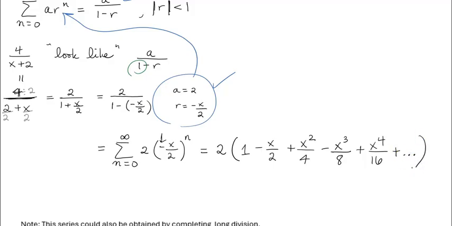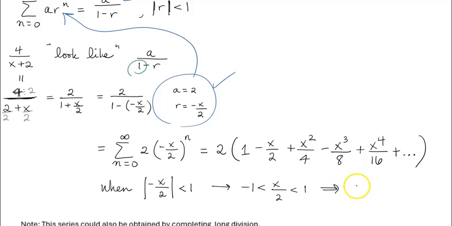And these are only equal to each other. Remember, geometric series only converge when the absolute value of r, which is negative x over 2, is less than 1. That is an inequality that we can solve. That goes back to 171, solving an absolute value inequality. Theoretically, we could just drop the minus sign. This is equivalent to saying that negative 1 is less than x over 2 is less than 1. Which means that x must be in between negative 2 and 2. That is our interval of convergence for this power series.